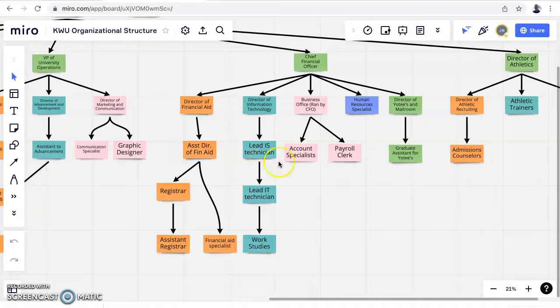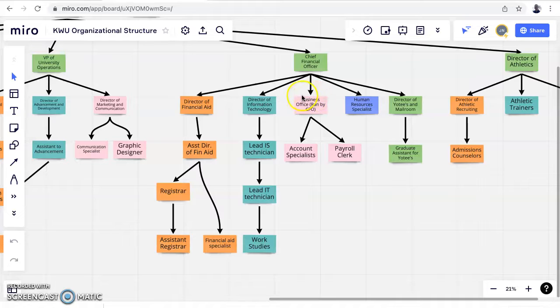The department I'm in has a director for information technology. Just below that is my position, the lead IS technician. And I have a lead IT technician below me. We sort of work in tandem together, but I do take care of his scheduling and making sure he's on task. And then we both have our work studies that we use below us.